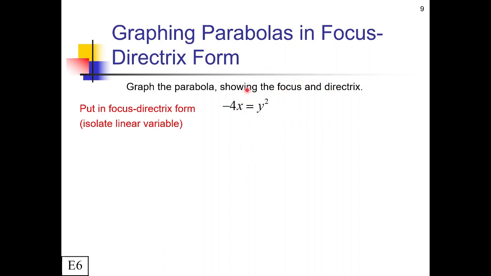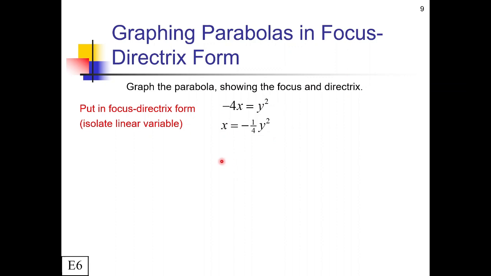To do that, I just need to divide both sides by negative 4. So I can rewrite this as x equals negative 1 over 4 y squared. And now this is something that we can graph. Pause the video and take a moment to try graphing this one out. All right, let's see how that went for you.